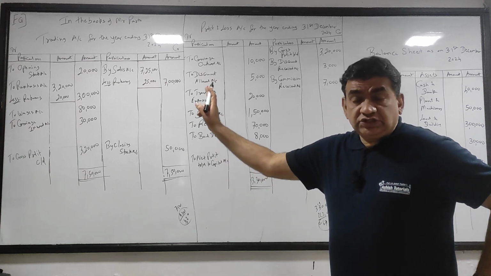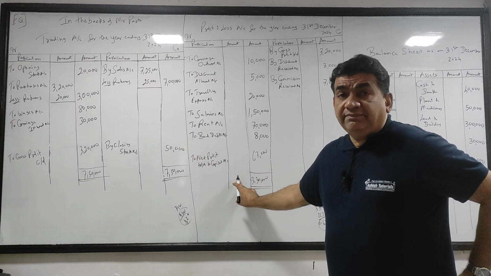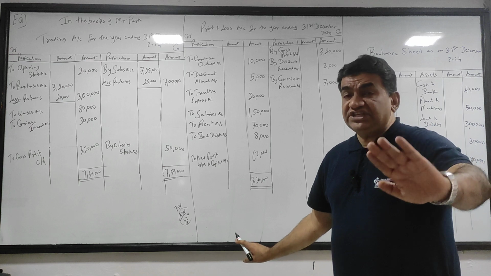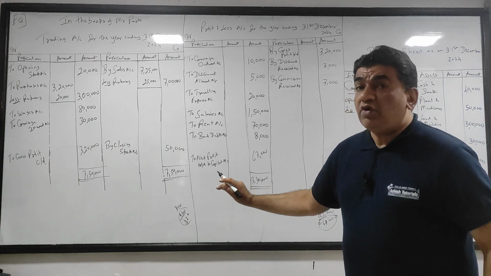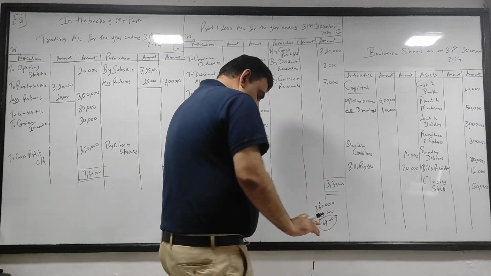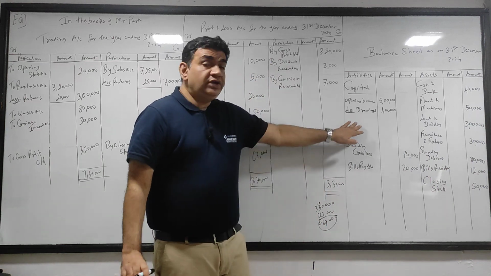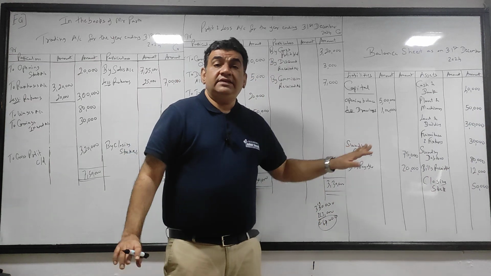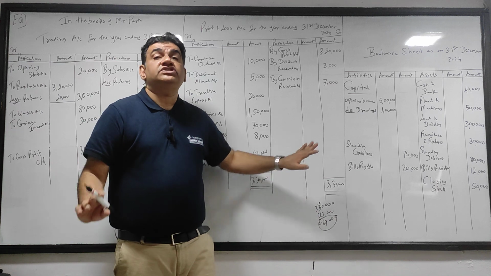Gross profit you get from trading, net profit from P&L. Last two sessions we just focused here. Now what you have written? Transfer to capital. याद है मैंने बोला था, when you put capital, put it in the inner column. Why? Net profit या net loss adjust होगा.